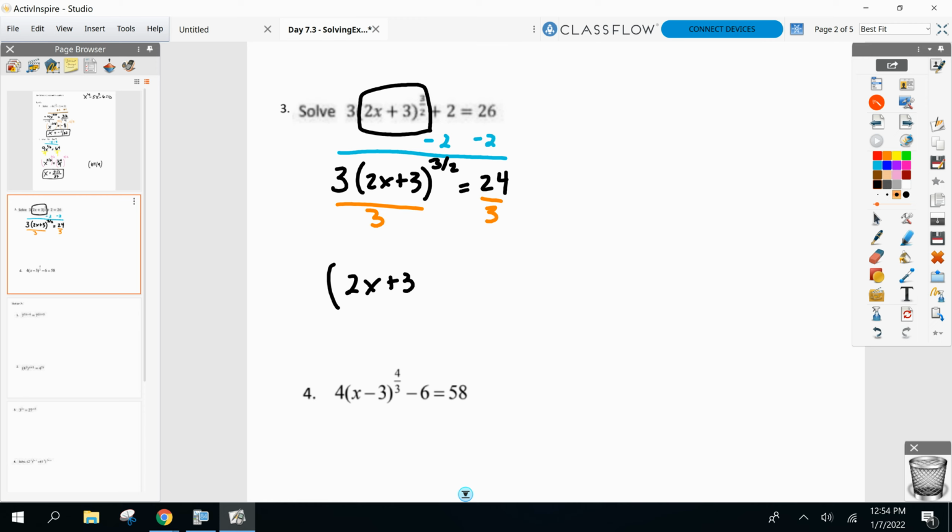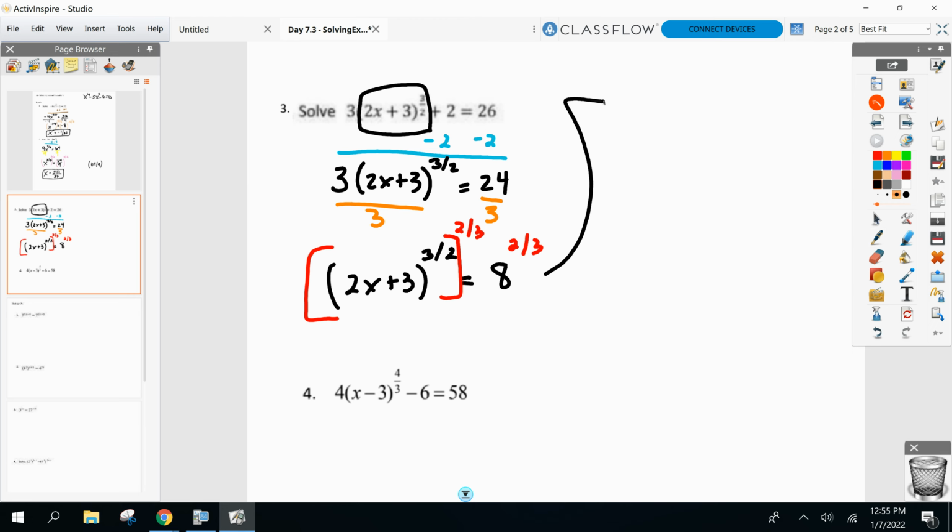2x plus 3 to the 3 halves equals 8. Now it's finally by itself. I want to get rid of the 3 halves. How? Raise it to 2/3. Now we are going to have a little bit more work to do after this. I know the last 2 problems, once we raised it to a reciprocal, we were done. But I don't know if you guys can see, we got a little more work to do.